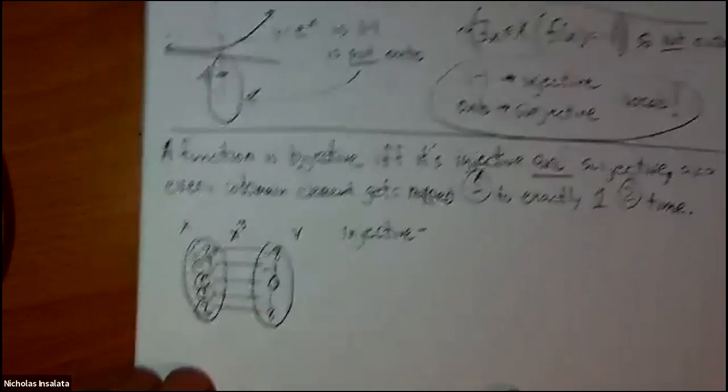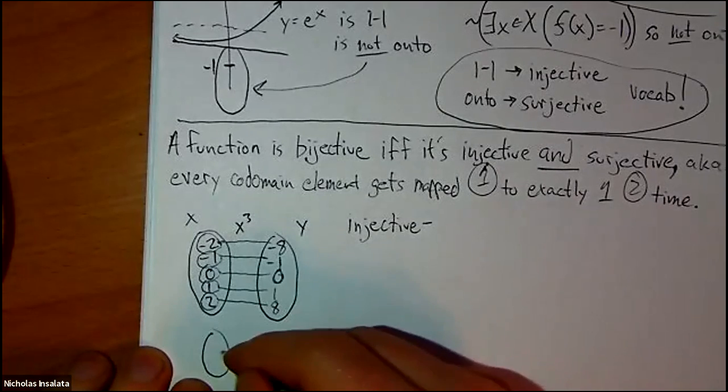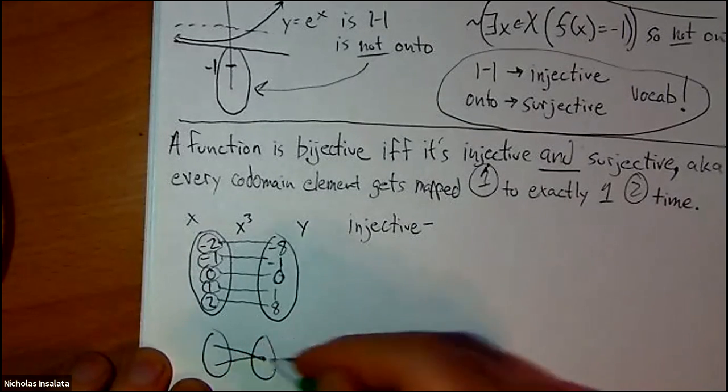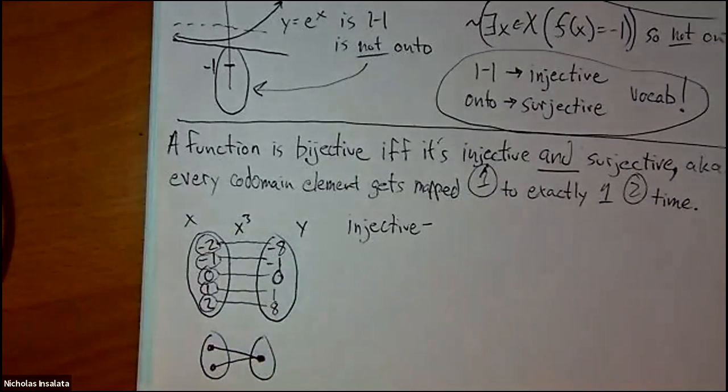Let's do an example, right? So this situation is not injective. Right? That's not injective. So what situation is injective limiting out? What's not allowed? Yeah, more than 1 is not allowed, right?